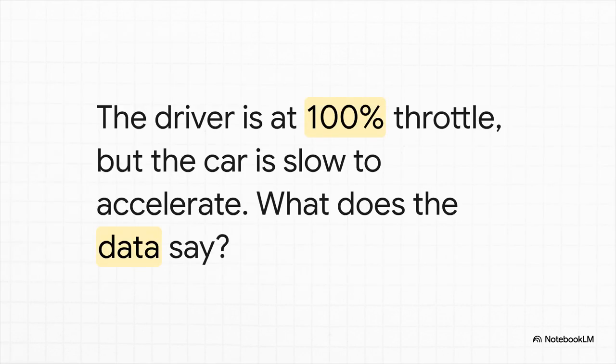Okay, let's put this into practice with a classic problem, the lazy exit. The driver comes on the radio, says the car feels sluggish coming out of a corner. He's absolutely sure he's at 100% throttle, but the car just isn't pulling. So what's the data really telling us?